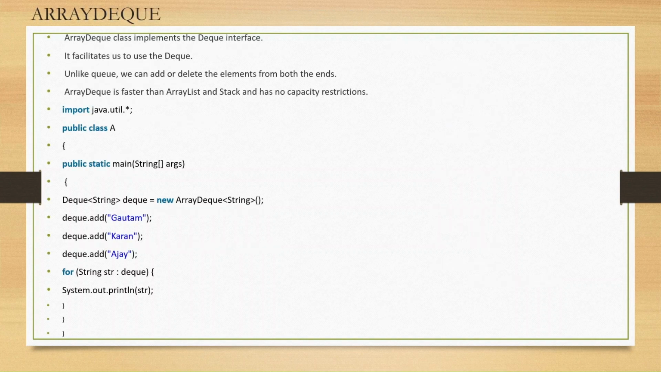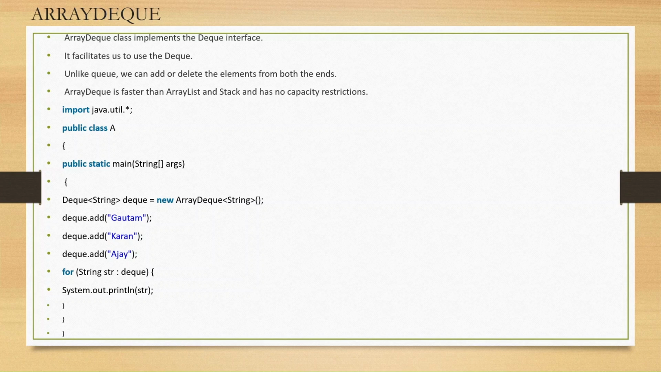Coming to ArrayDeque. The ArrayDeque class implements the Deque interface. It facilitates us to use the Deque. Unlike a queue, we can add or delete elements from both ends. And ArrayDeque is faster than ArrayList and Stack and has no capacity restrictions. And we import our same package, that is import java.util.